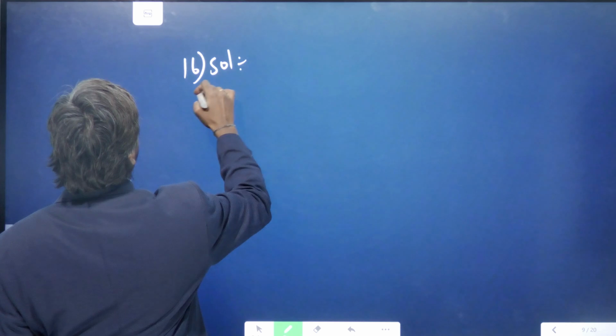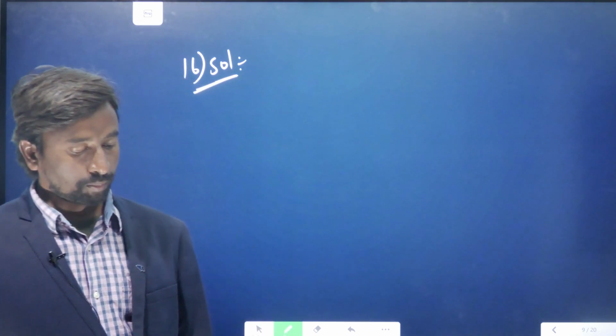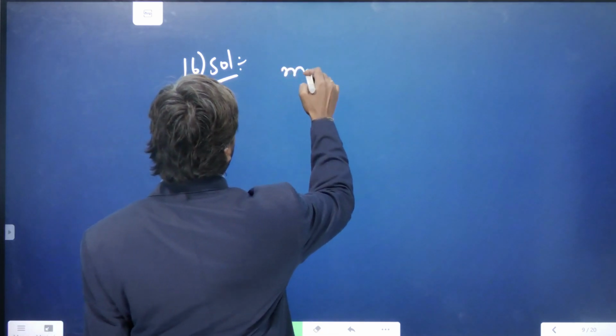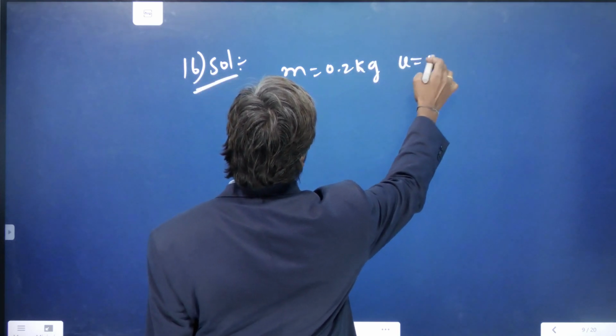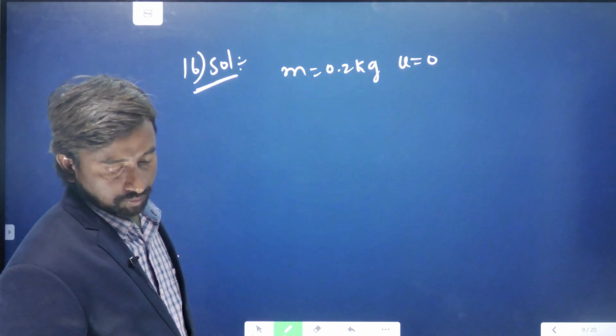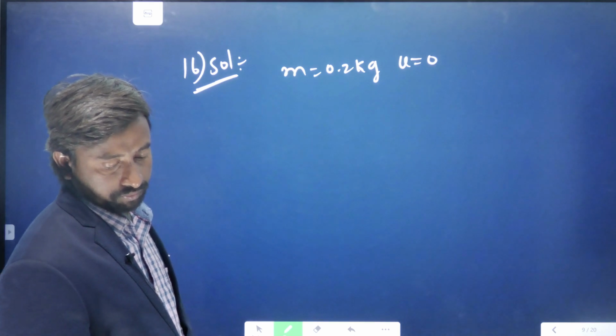So the 16th one you see here: the mass of the body is given as 0.2 kg, and it is at rest. Rest means the initial velocity will be 0. The body, at rest, is subjected to a force.